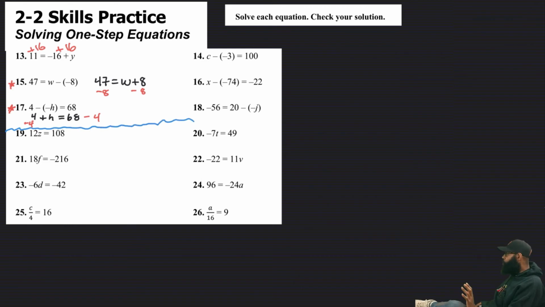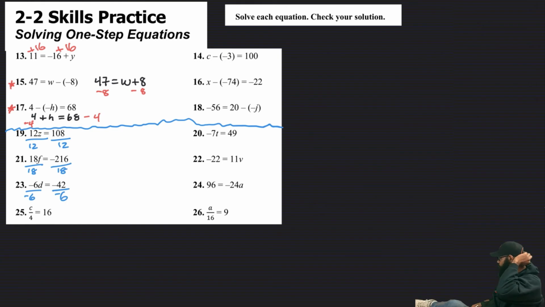So being that they're 1 steps, I think what I really want to do is do you recognize, do you see what you're going to do to solve it? And of course, separating multiplying and dividing from the adding and subtracting. So for 19, opposite of multiplying by 12, divide by 12. Number 21, the opposite of multiplying by 18, dividing by 18.